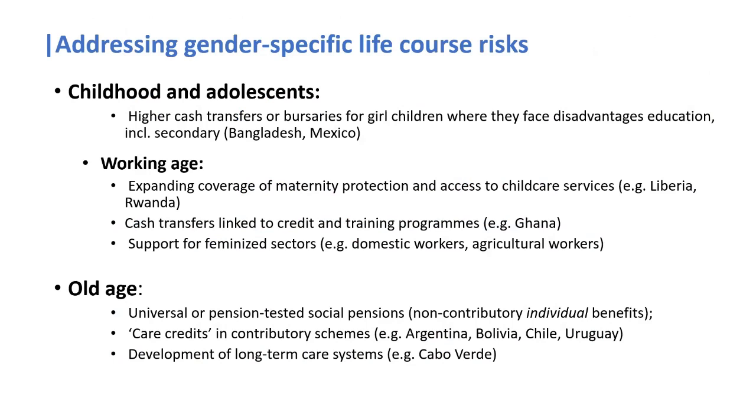So, how do we address gender-specific life course risk? Here are some examples. For childhood and youth, in Bangladesh and Mexico, governments provide higher cash transfers for girls, especially in regions where they face educational disadvantage. For working age, we could expand coverage of maternity protection and access to childcare services, for example in Rwanda. There could be cash transfers linked to credit and training programs, for example being implemented in Ghana. We can also support feminized sectors such as domestic workers and agricultural workers.